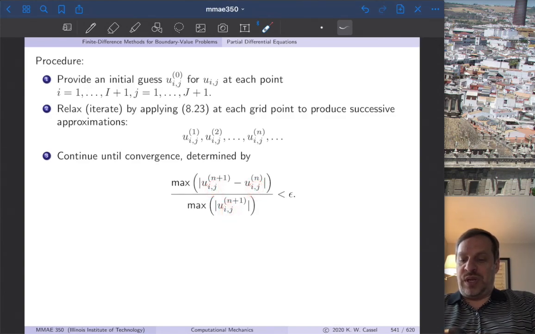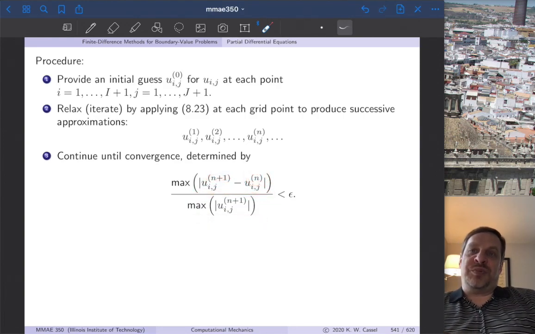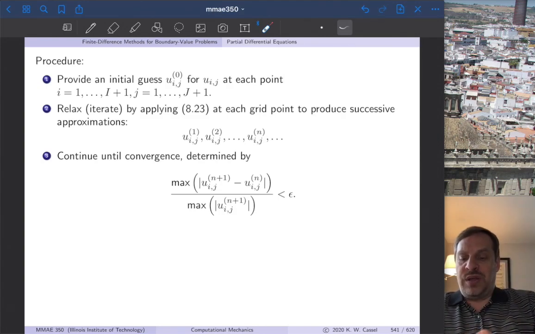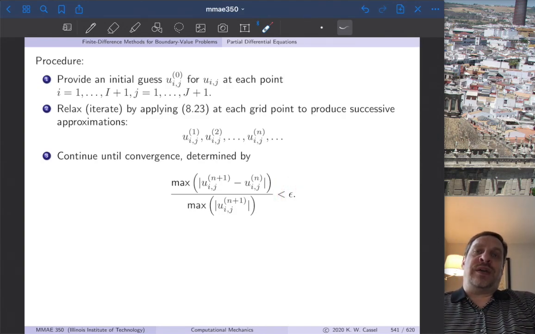So remember, we walked through why this is a good convergence test. So we take the maximum of the absolute value of the difference between the new and the old iterate and divide by the maximum of the absolute value of either the new or the old. I showed the new here, it doesn't really matter. And then when that is less than epsilon, the value that we specify, then we say the iteration process has converged.